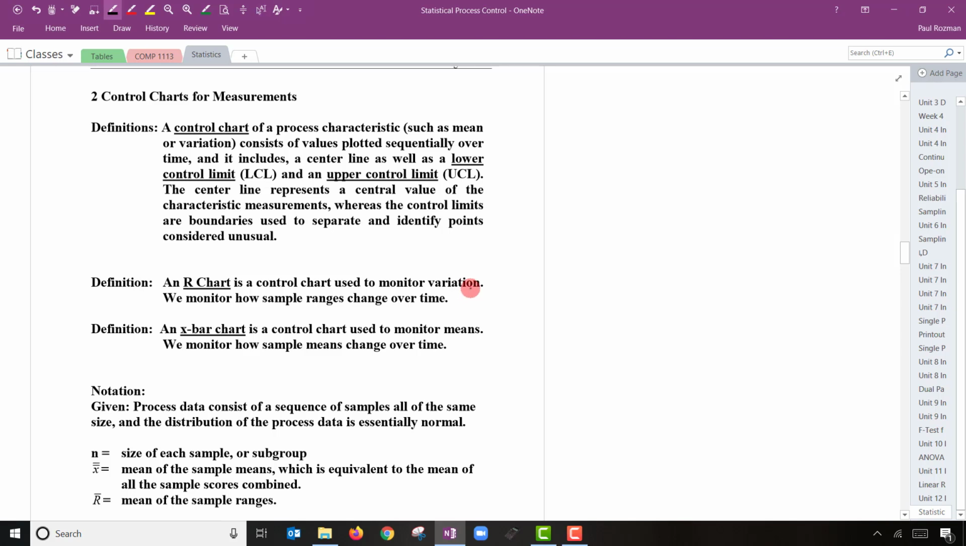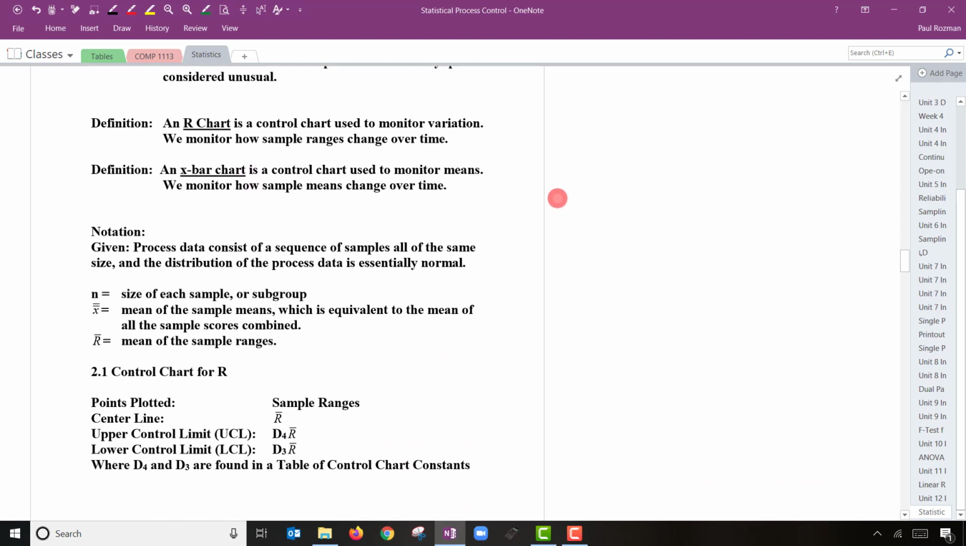So we'll do two control charts, one for the ranges, it's called an R chart, and another one called an X bar chart. A range chart and an X bar chart. So we'll plot sample ranges over time, and we'll plot sample means over time.